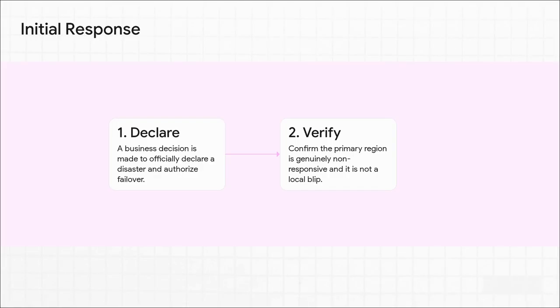Step one is a business decision. Someone with authority has to get on the line and officially declare a disaster and give the green light to failover. Step two is verification. You have to confirm that the primary region is genuinely down, and this isn't just some local network blip. Only then do you move on.